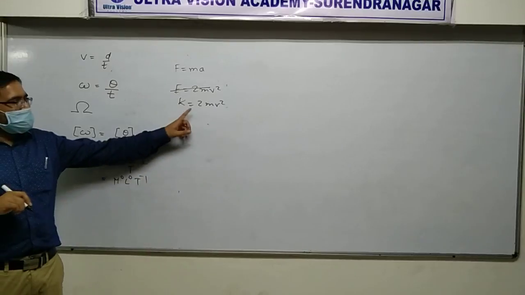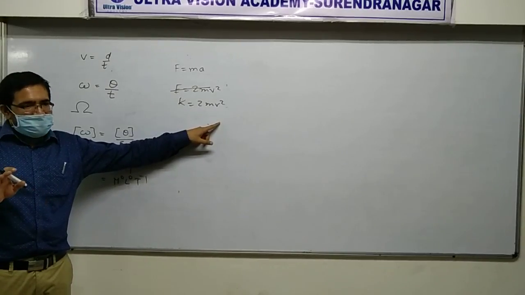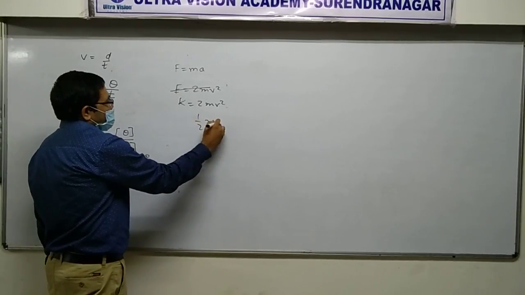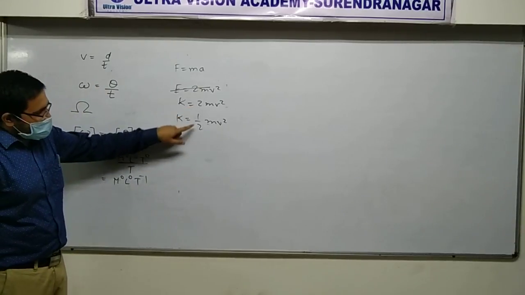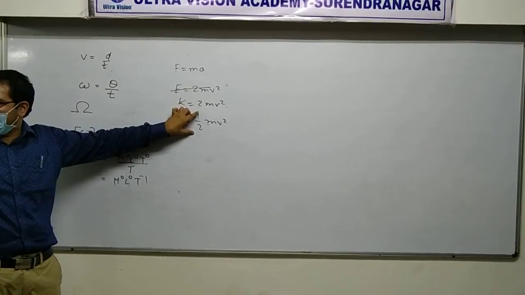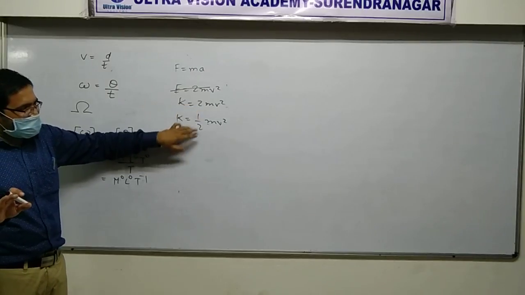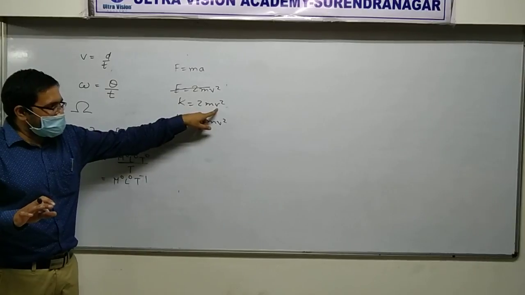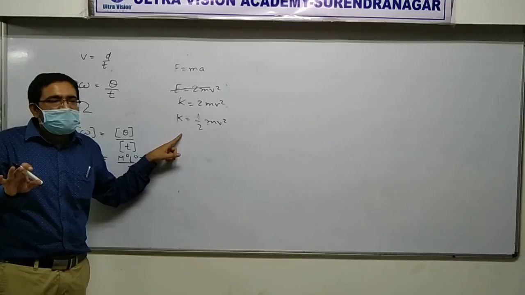Right. This is dimensionally correct. Yes or no? Yes. But it's not actually correct. What's the actually correct equation? K equal to half mv square. Is that understood or not? Yes. Right? That's because the number 2 and the number half both do not have dimensions. Got it? So it doesn't matter whether it's 2 or half. Dimensionally, they are both correct. But this one is not a correct equation, but the second one is a correct equation. Is that clear? Yes. Sure.